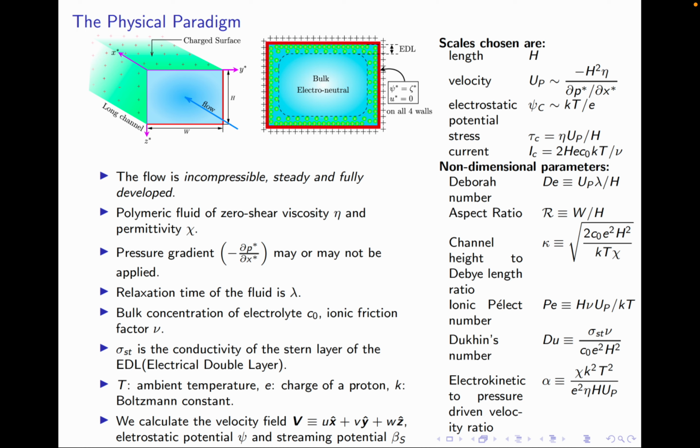The ionic Peclet number tells us how prominent the advection of charges is over their diffusion. The Dukhin number tells us how conductive is the Stern layer in comparison to the bulk of the fluid. Similar to the pressure-driven velocity scale, we also have an electrokinetic velocity scale and alpha is their ratio.